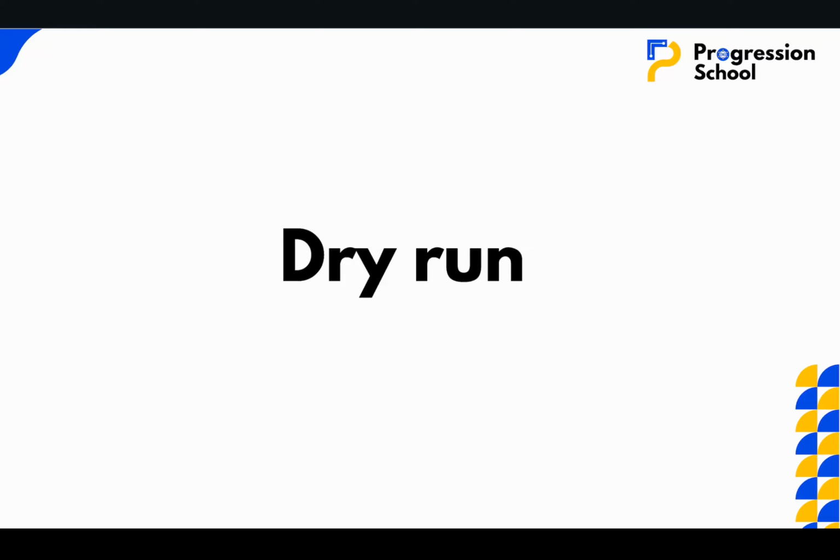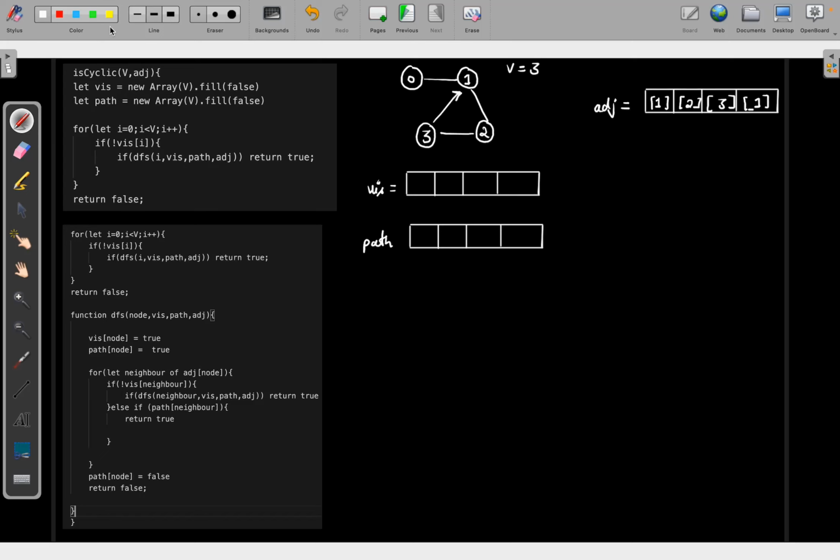In this video, we will see a dry run of the code. Now let's do a quick dry run of this code. I am finding whether the graph is cyclic or not. So I have V as in vertices. We have 4 vertices: 1, 2, 3, 4.